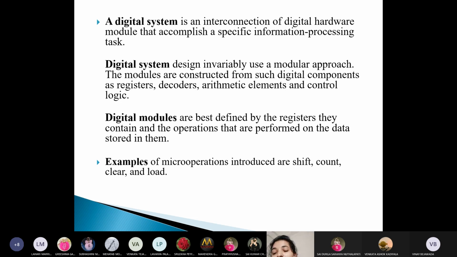So all operations are available, contained in the registers, and if you give a specific task, the task will be performed in the registers. The data will be stored in the registers, which is called the micro operations. So a micro operation is an elementary operation performed on the information. Micro operation is nothing but the elementary operations performed on the information stored in one or more registers.